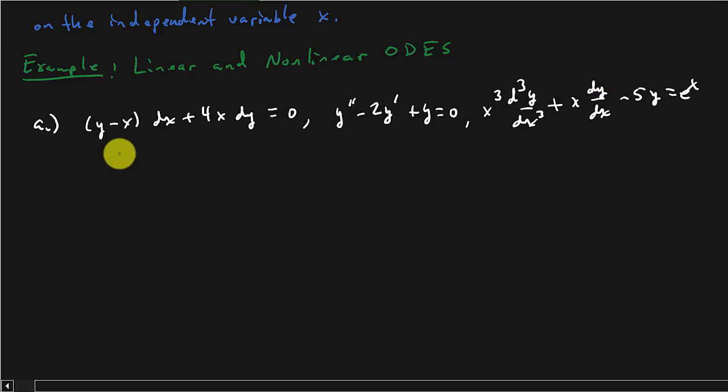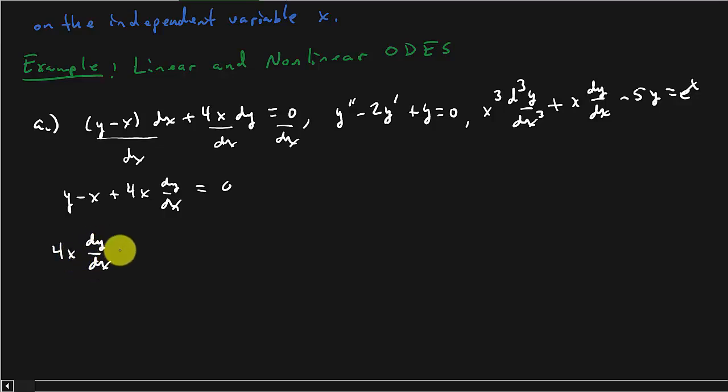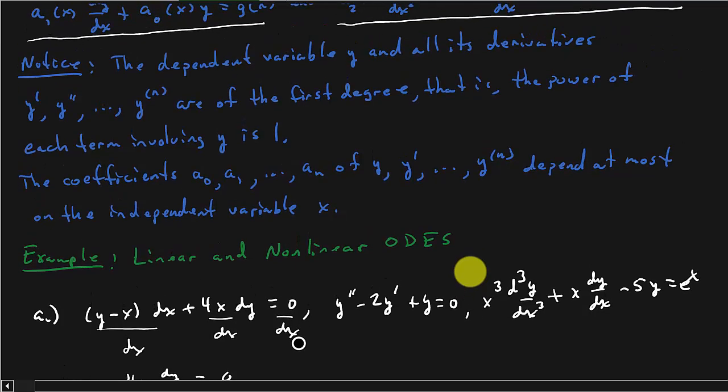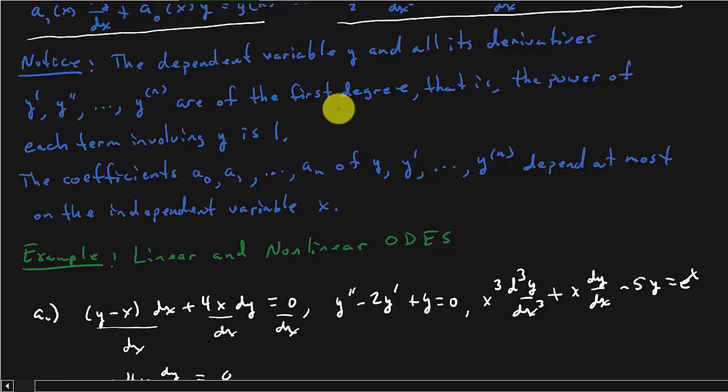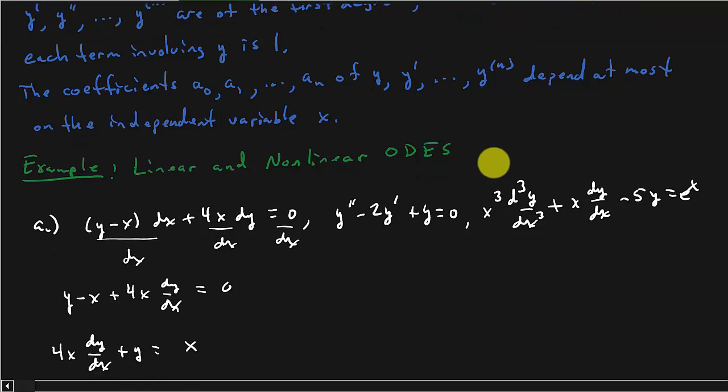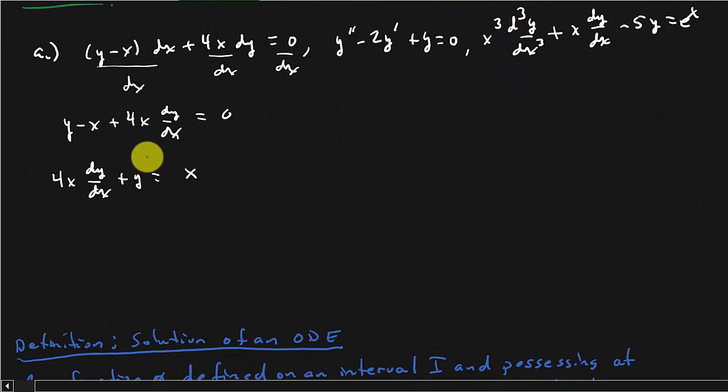Okay, and you can see, for example, this one. Let's say we divide everything by dx. That would give us y minus x plus 4x dy dx is equal to 0. And so that would give us 4x dy dx plus y equals x. And what does it say for linear? The dependent variable y and all its derivatives are of the first degree. That is, the power of each term involving y is 1. You can see there's a y there, and that first power is a 1. So you can see it a lot easier when we get it into this form. It might be a little more difficult to see in the other form, but maybe you do see it.